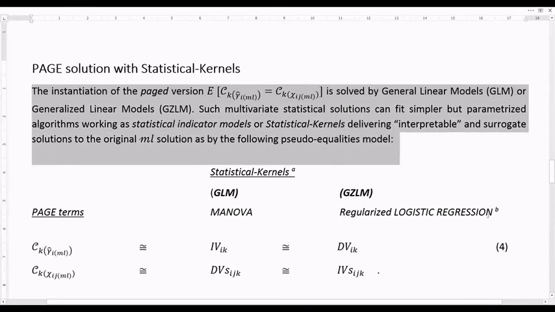In fact, the instantiation of the paged version of the original machine learning model is actually solved by general linear models or generalized linear model structure. Such multivariate statistical solutions apply algorithms working as statistical indicators or statistical kernels.